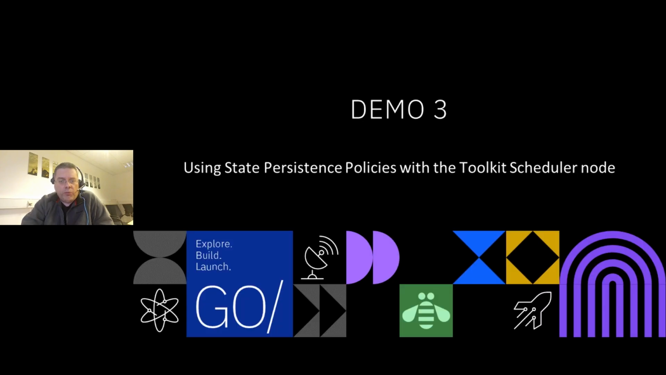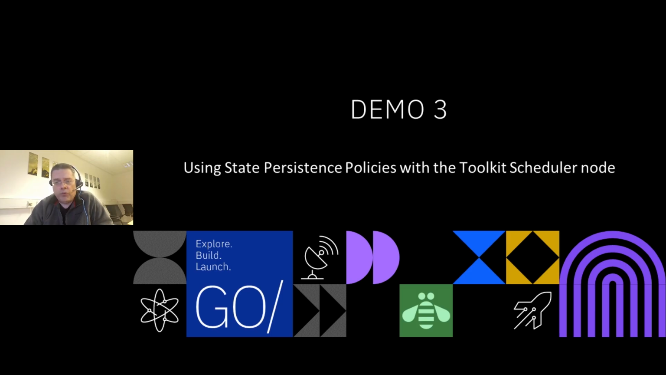So without further ado, we've got plenty more to get through today. We're going to move to our next demonstration. This is another Toolkit feature, and this time around, this is going to involve our Toolkit scheduler node, which is essentially used for triggering a message flow with events on a timed basis. So we're going to see this in action.